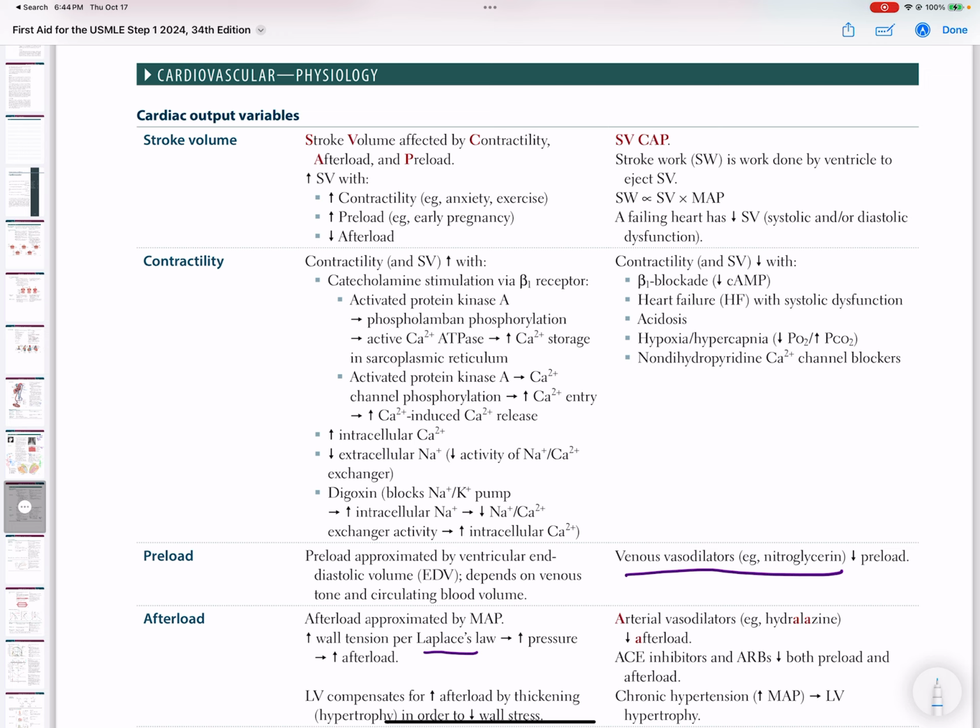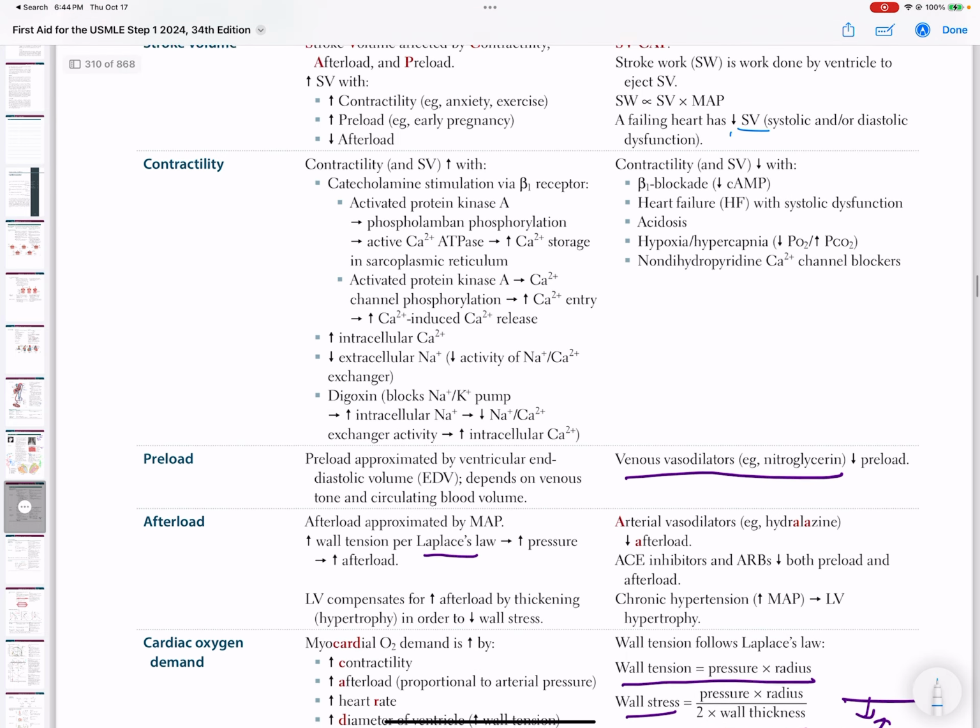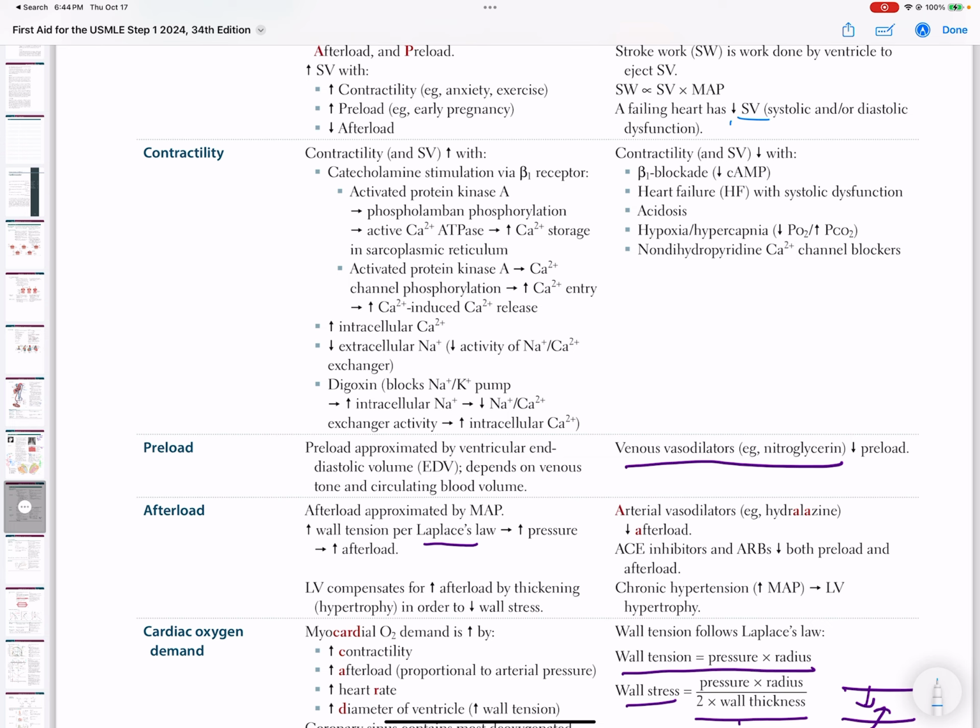So what is stroke work? It is the work done by the ventricle to eject stroke volume. Stroke work is proportional to stroke volume times mean arterial pressure. A failing heart has decreased stroke volume, that is systolic and diastolic dysfunction. Next we have contractility. Contractility and stroke volume increase with catecholamines, calcium, and decreased extracellular sodium and digoxin.